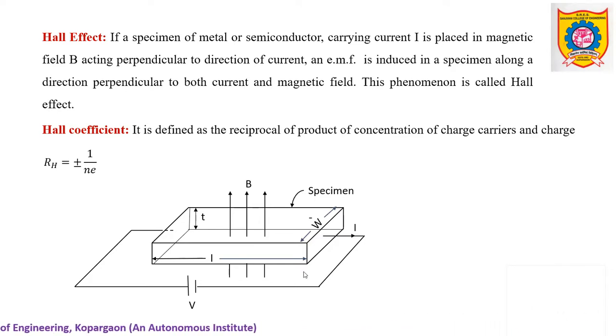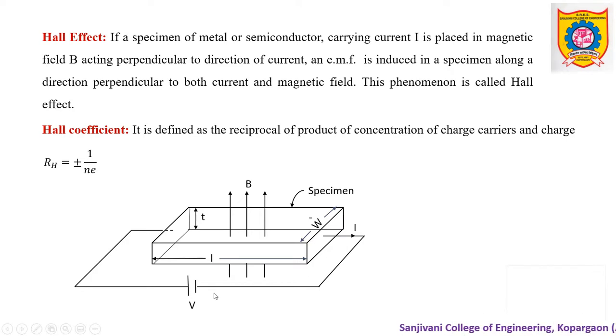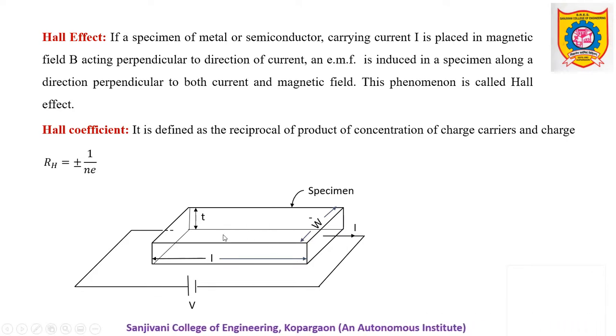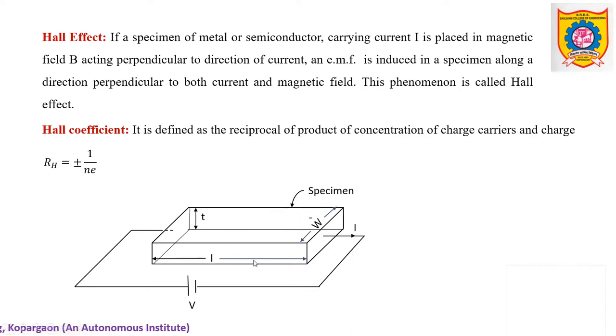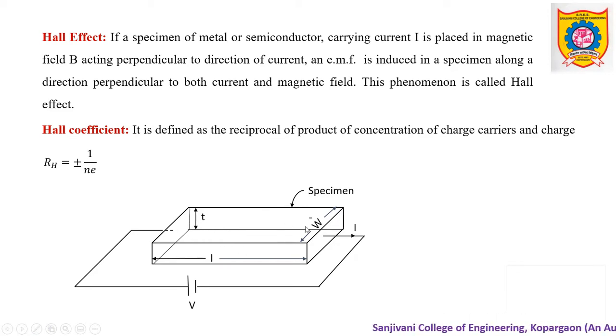Now it is more important to understand how this EMF is induced. Okay, so let us imagine the specimen in the absence of magnetic field. As I told you earlier, when the current is flowing through the specimen, it means that throughout the specimen these mobile charge carriers are moving, free charge carriers are moving, that is electrons and holes.